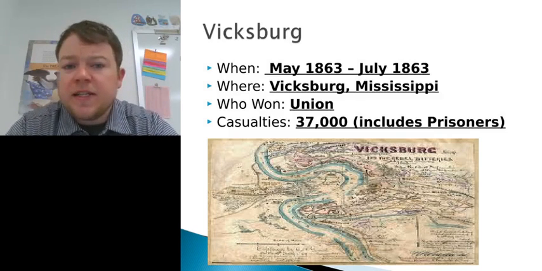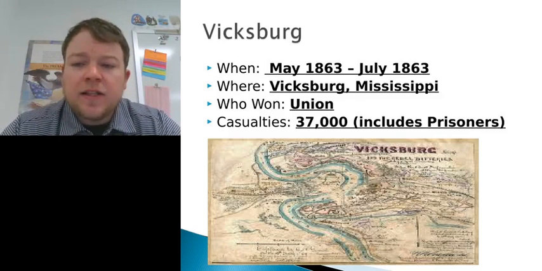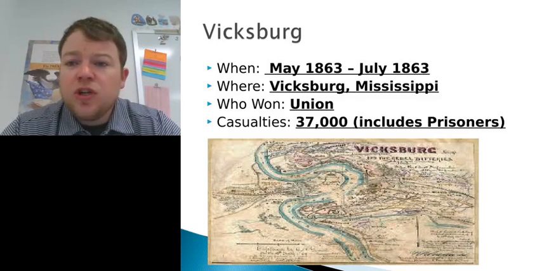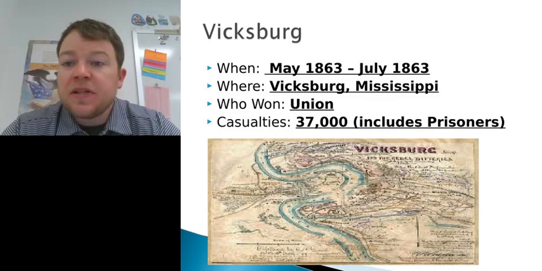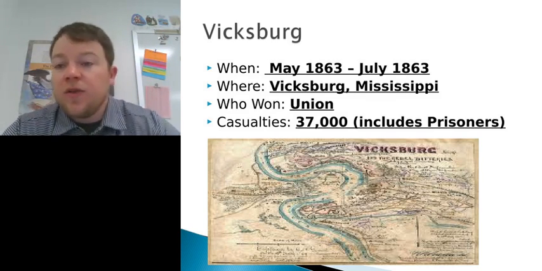Vicksburg, July 1863, is going to be what we call the siege. Vicksburg is the last town along the Mississippi that is giving the South some control of the river. Remember that one of the North's military goals is to control the Mississippi River, to basically cut the Confederacy in two. Winning the Battle of Vicksburg is going to allow the North to do that.